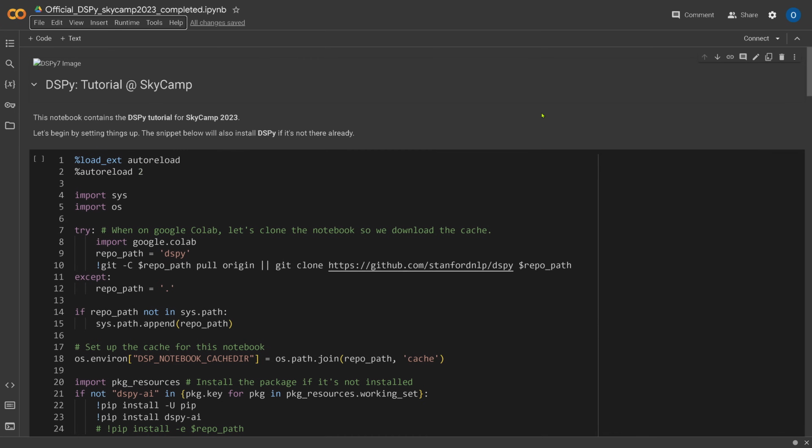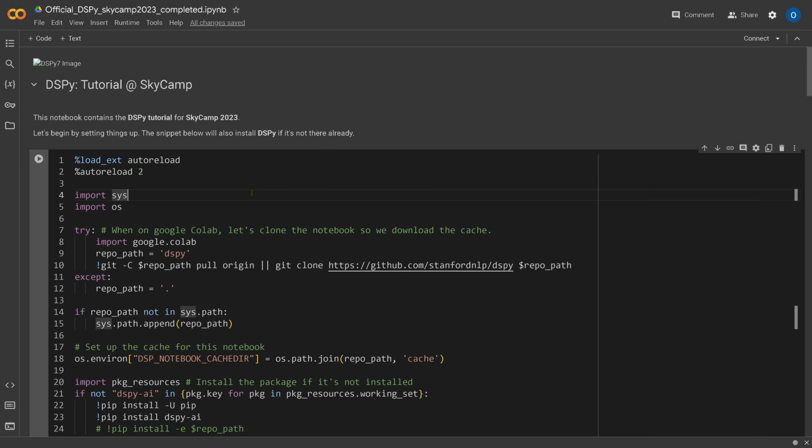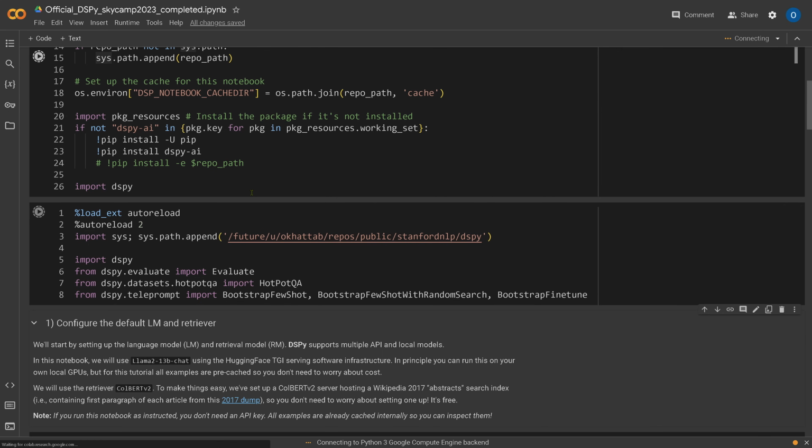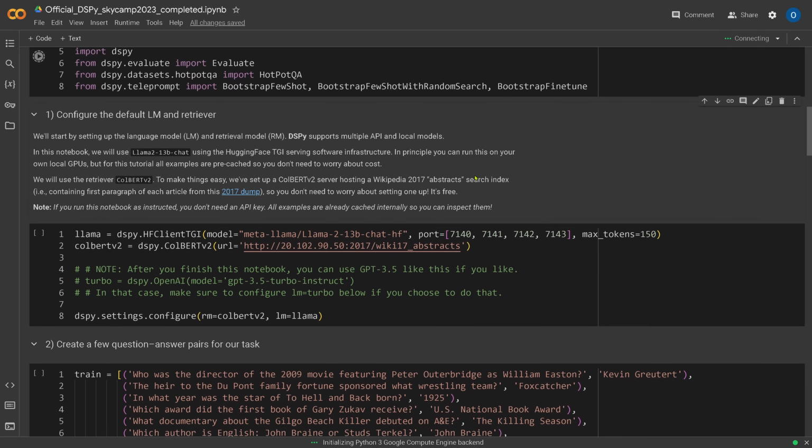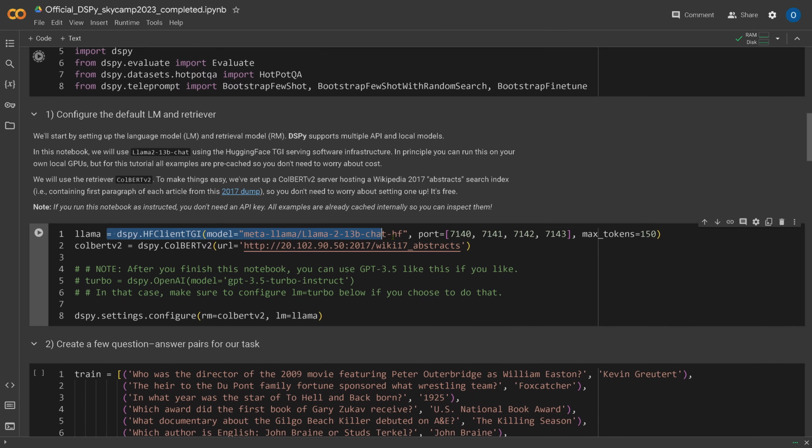So here we are in a Jupyter notebook, and we are now in the official DSPy tutorial at SkyCamp. I just run through this with you. I give you the link, you can download the program, you can experience it yourself. So where are we? Here we have to define our LLM, and we go with a Llama 2 13B chat from Hugging Face. And for our RAG system, we have ColBERT version 2, with the Wikipedia abstracts.